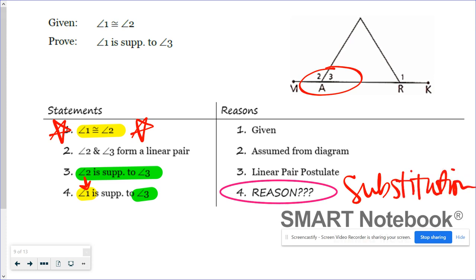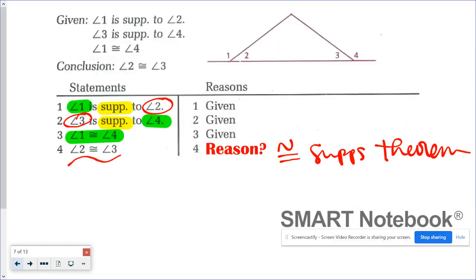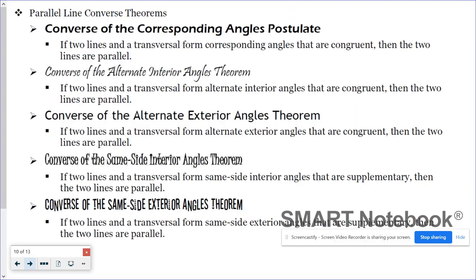So what we saw illustrated in these three mini proofs were three common methods that pop up in our proving lines parallel proofs. So we had substitution, we had transitive property, we had congruent supplements theorem. Okay, so these things are really common to proofs involving parallel lines.